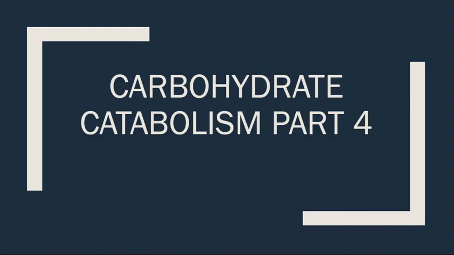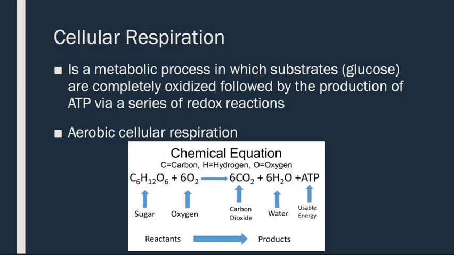In this video, we are going to discuss what happens to pyruvate following glycolysis. Cellular respiration is defined as the complete oxidation of a glucose molecule to yield energy in the form of ATP. Recall from the Carbohydrate Catabolism Part 2 video that oxidation is seen as hydrogen ions are stripped from the glucose molecule, resulting in the formation of reduced electron carriers.